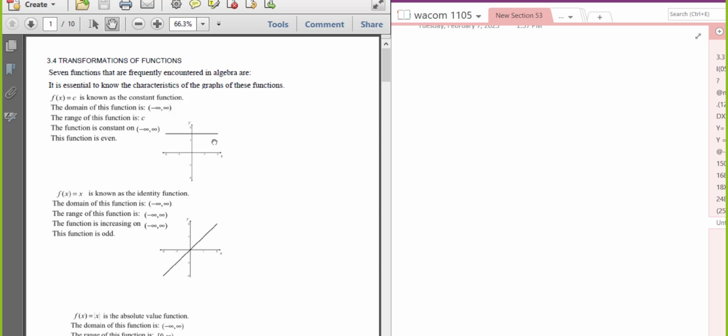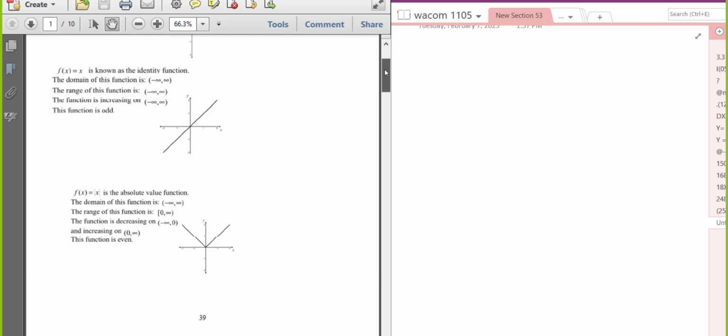Our first one is just a horizontal line. And this goes through, it's going to be y equals some constant. It talks about its domain, but you could pick that from the picture. Its range is only going to be that one value. It is constant, and it's an even function because it will flip across the y-axis and look the same. But I think that you could figure that one out and not have to memorize. So I don't memorize that one.